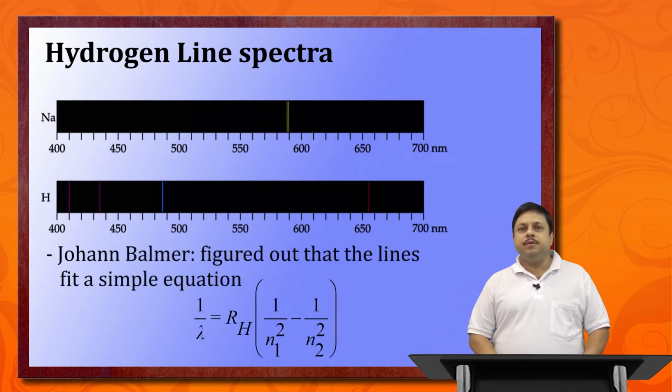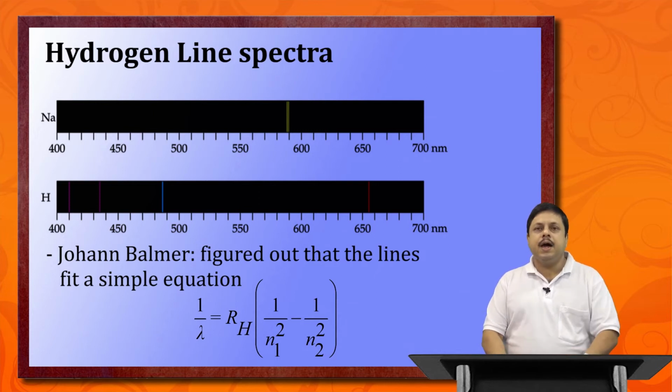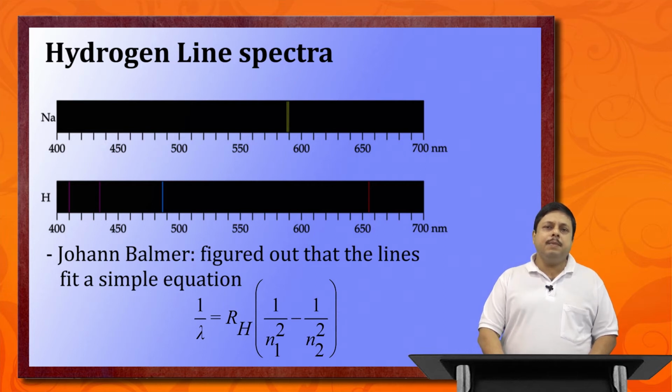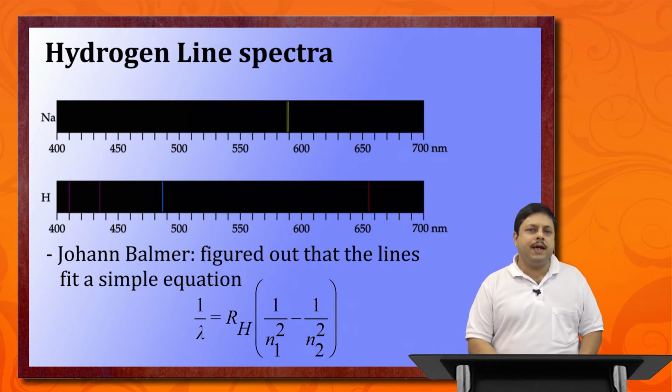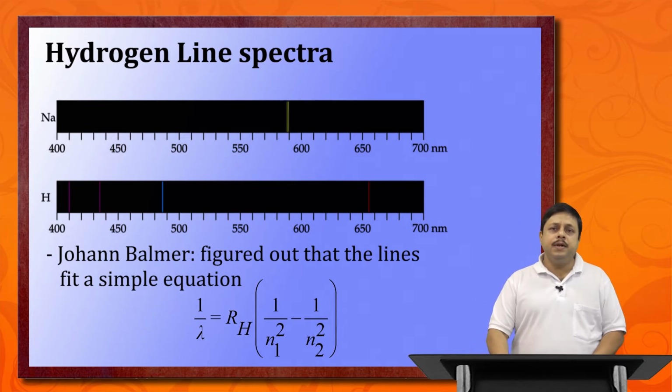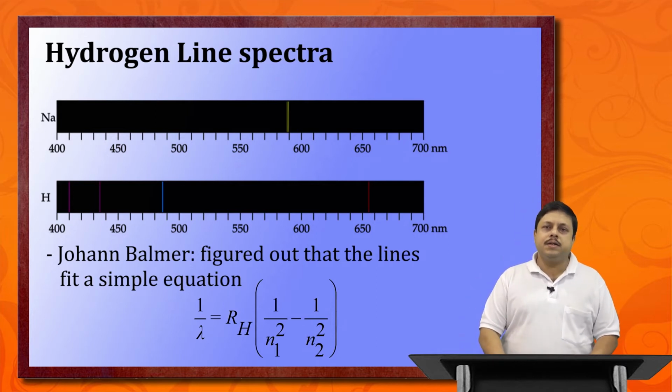Johann Balmer, who was essentially a school teacher, observed this hydrogen line spectrum and came up with an idea that the wavelength associated with it can be fit into a formula like this, where there is a constant known as the Rydberg constant, and there are two numbers, specifically integers, which we call n1 and n2. The question was why such a formula could explain the appearance of the line spectra.